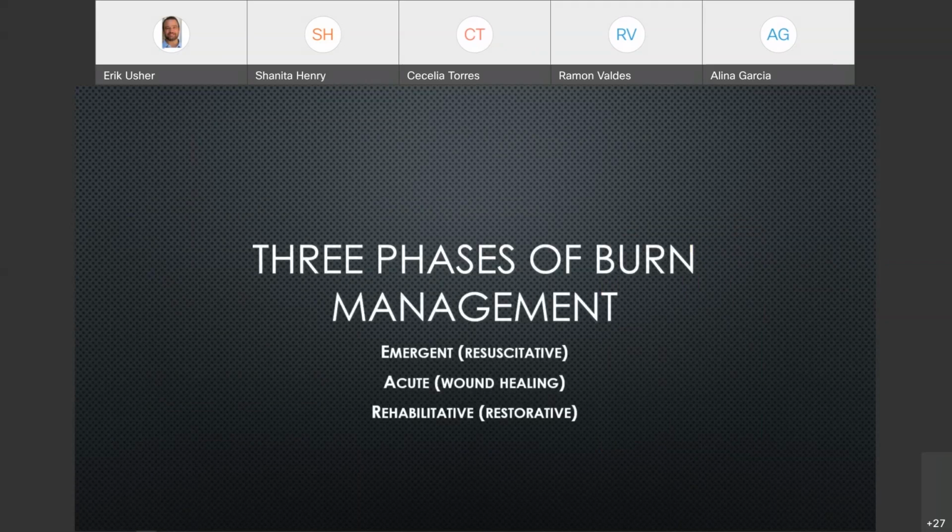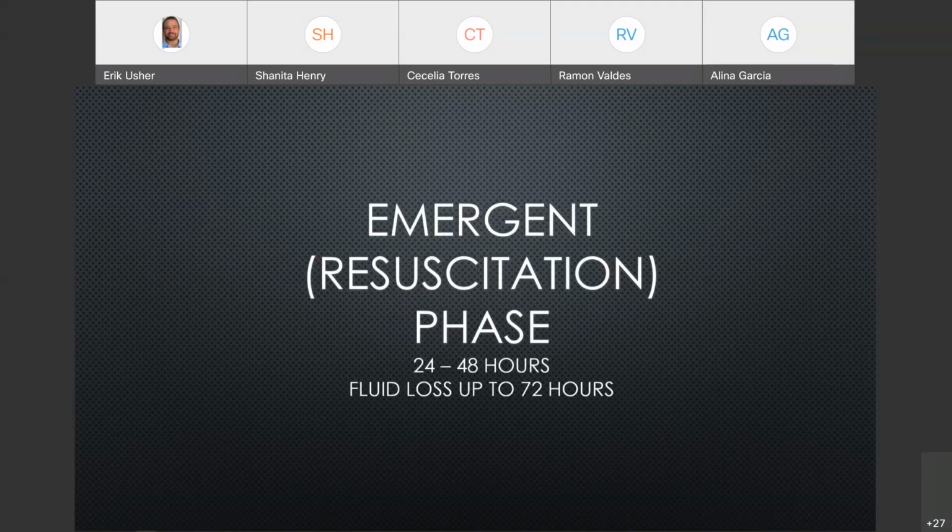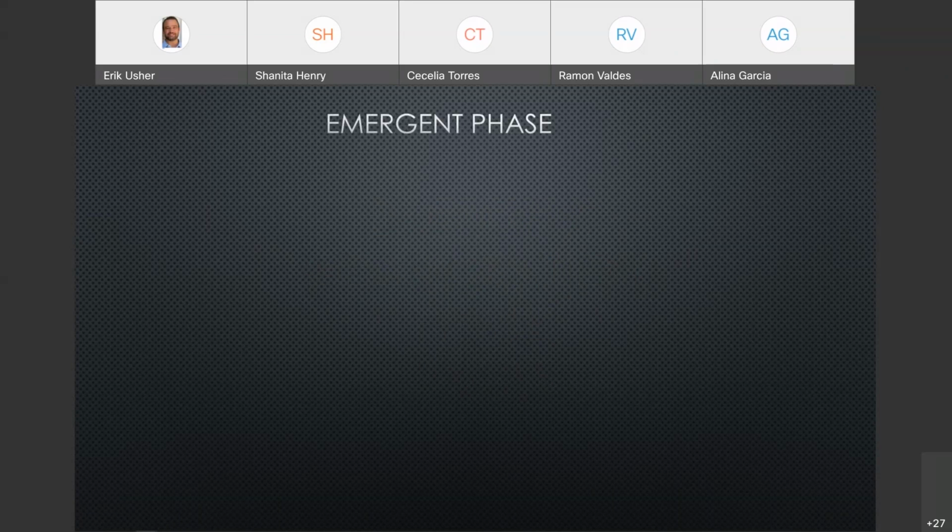All right, let's get into the three phases of burn management. That's the emergent phase, which is resuscitative, then the acute, wound healing phase, then a rehabilitative phase, which is just about restoration for those patients. So again, that emergent phase that we talk about, it's usually that first 24 to 48 hours, it can be up to 72 hours with fluid loss.